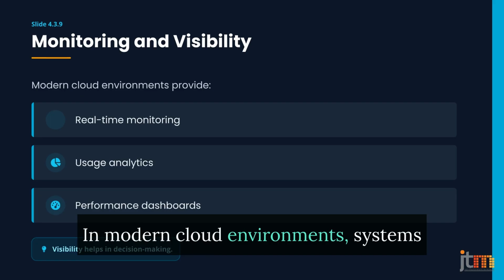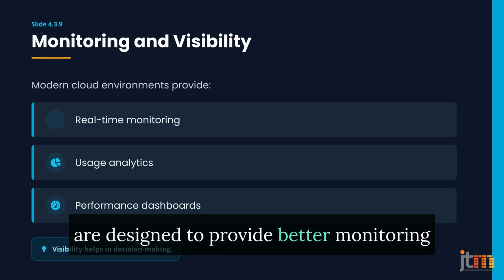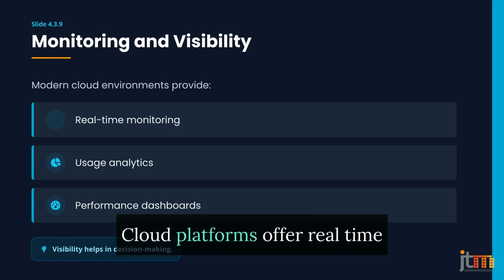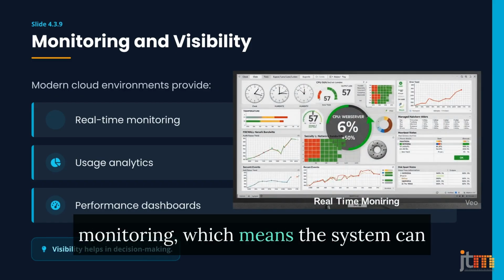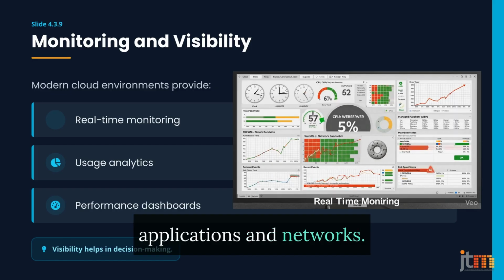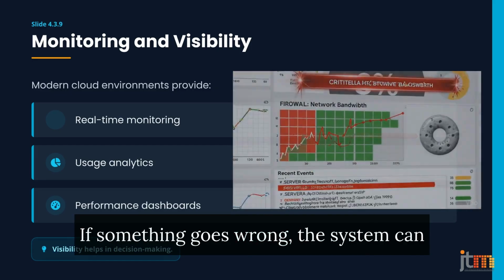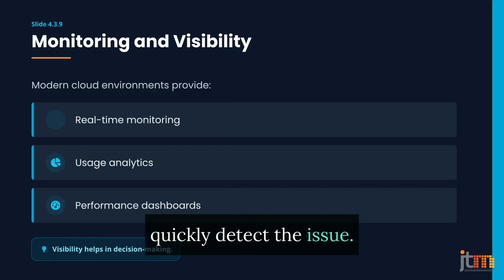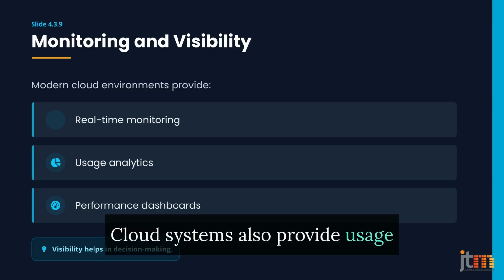In modern cloud environments, systems are designed to provide better monitoring and visibility. Cloud platforms offer real-time monitoring, which means the system can continuously check the status of servers, applications, and networks. If something goes wrong, the system can quickly detect the issue. Cloud systems also provide usage analytics.